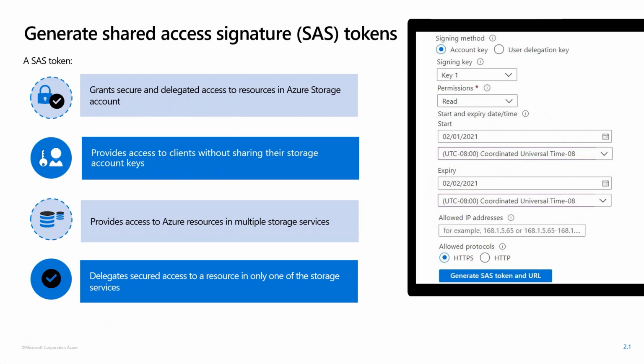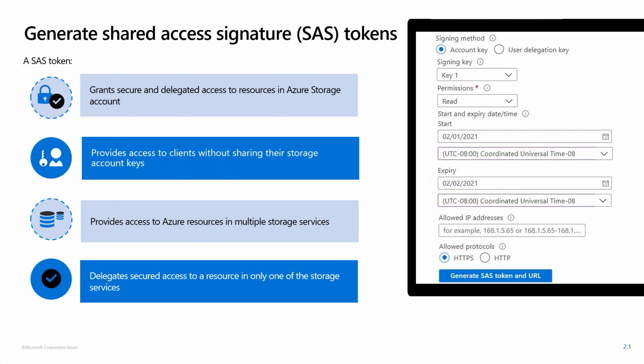A SAS token provides secure and delegated access to resources in your Azure Storage account. It provides access to clients without sharing their storage account keys, provides access to Azure resources in multiple storage accounts, and delegates secured access to resources in one of the storage account services. You have all of those options with the creation of a SAS token.